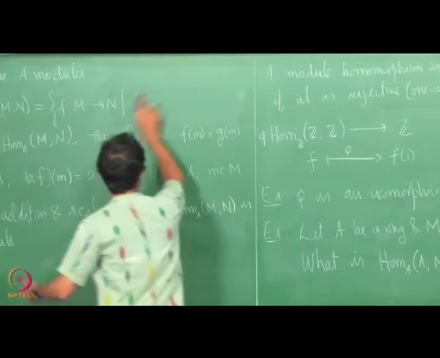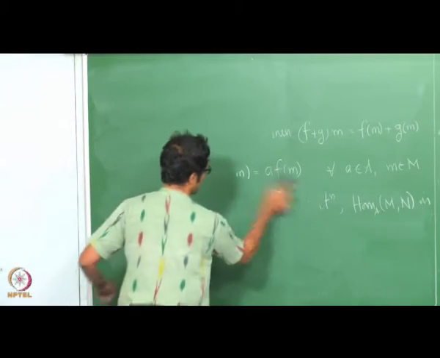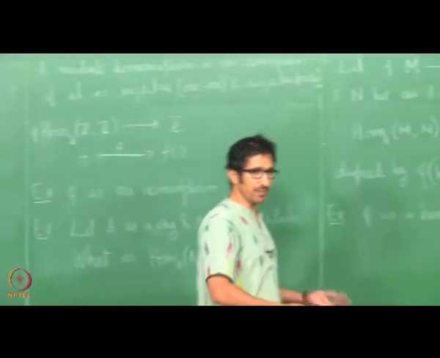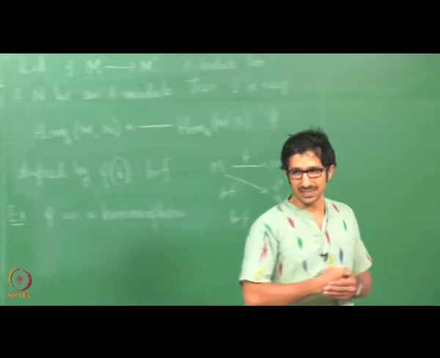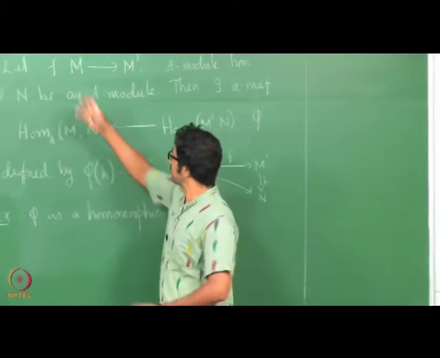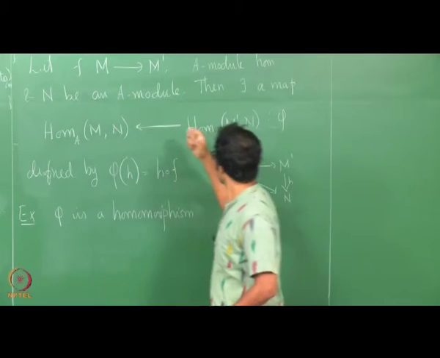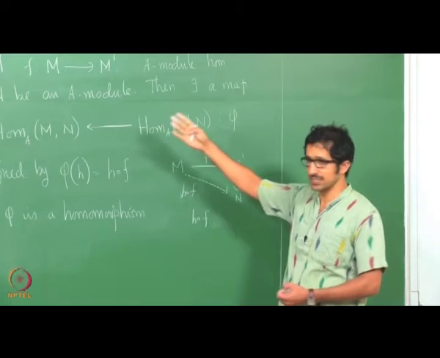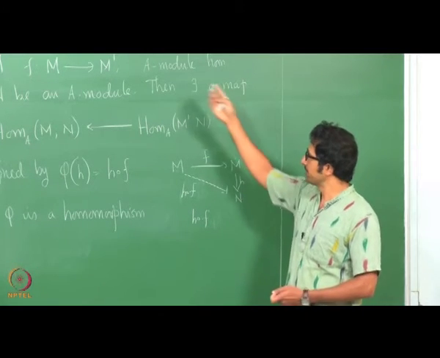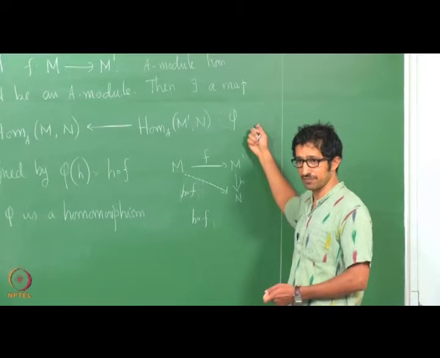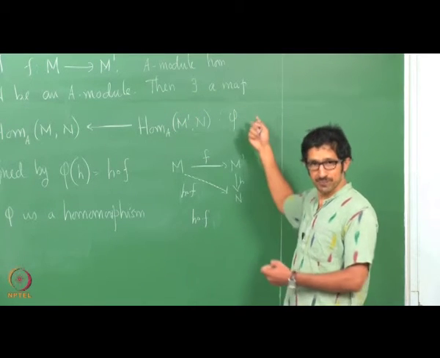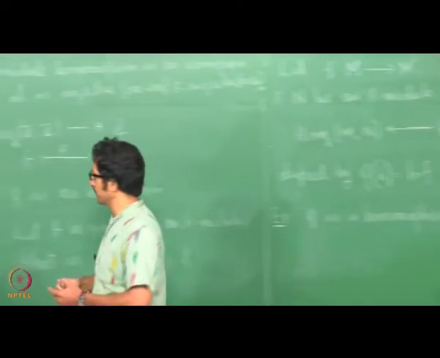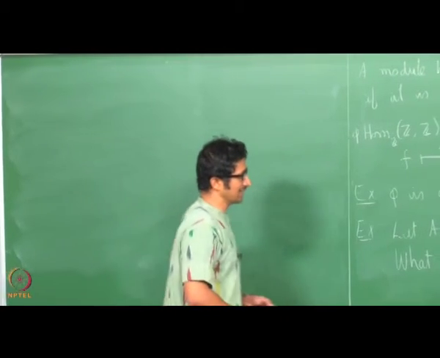Straightforward verification, I will leave it to you to do that. We will study more properties of this a little later. There are questions like, depending on the properties of F, how can we derive properties of phi? For example, if F is injective, can we say something about phi? If F is surjective, can we say something about phi? If F is an isomorphism, can we say something about this, and so on. So, we will come back to that a little later.